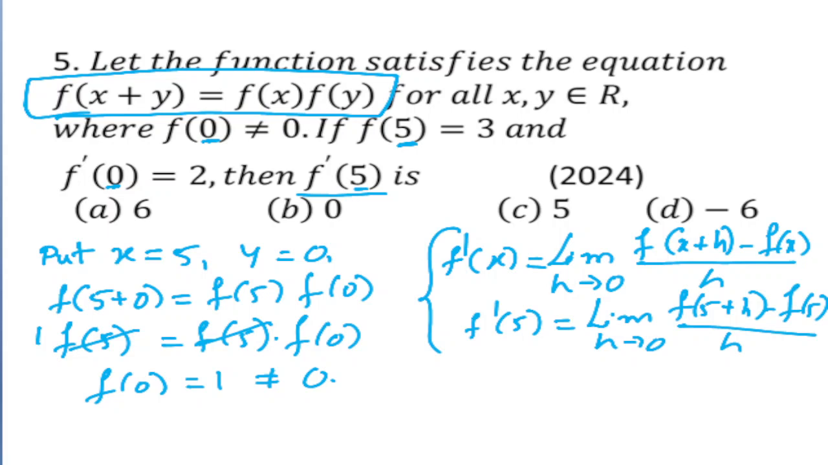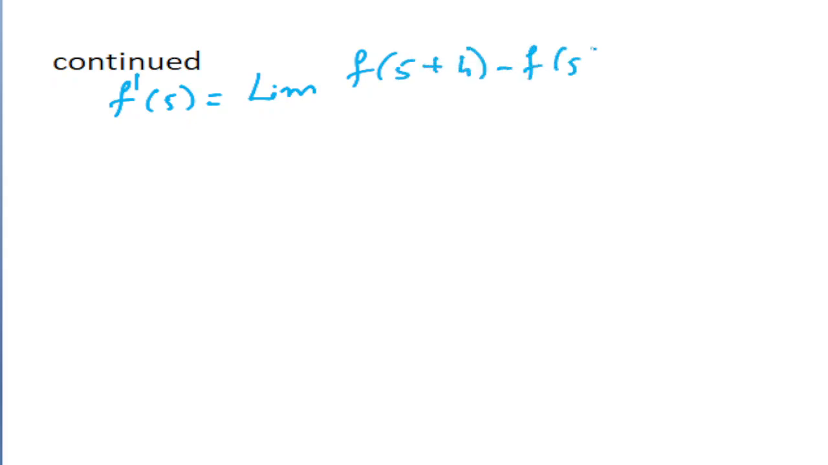Okay friends, let's go now. Now we got two values, f of 5 value as well as f of 0 value. And what else they have given? They have given this value also, f dash of 0. F dash of 0 is how much? 2. Now we'll go with f dash of 5, friends. Now f dash of 5 can be written as limit of f of 5 plus h minus f of 5 whole divided by h as h tends to 0.